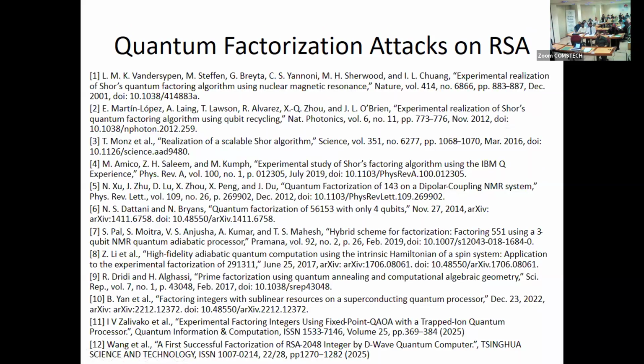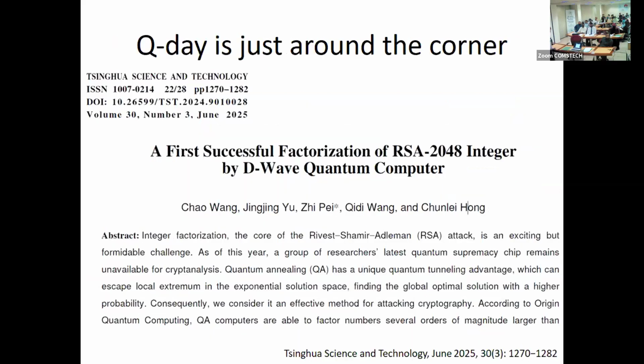For the previous ones, you can see these are all the papers. This is just a rundown of all the research I summarized from 2001 up to 2026 for factorization attacks. But now I'm going to focus on this paper. This paper is really very interesting. The title of this paper was given to me by Major Bilal. You remember this paper? He was my student at that time in NUST. So this was the first successful factorization of an RSA 2048 integer by a D-Wave quantum annealing computer.